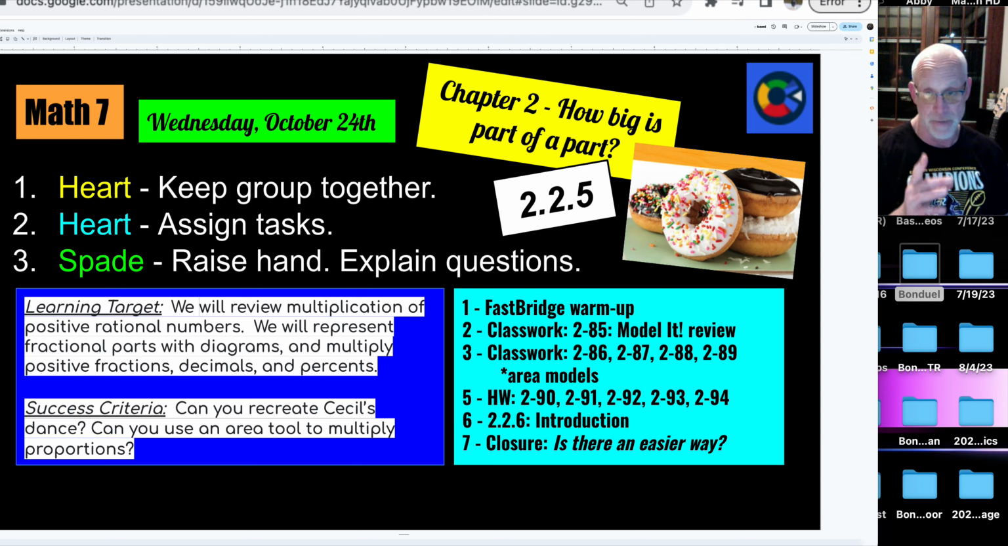Success criteria. Can you recreate Cecil's dance? I'm going to show you that on the video. And then, can you use an area tool to multiply proportions? That's fun. This will be a good day.